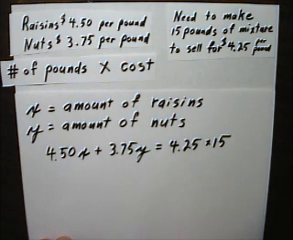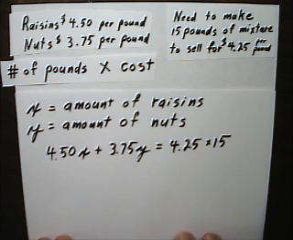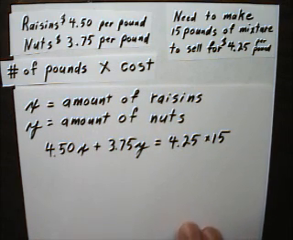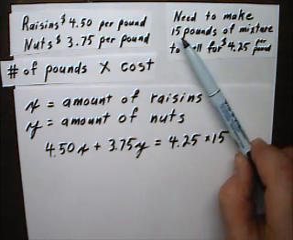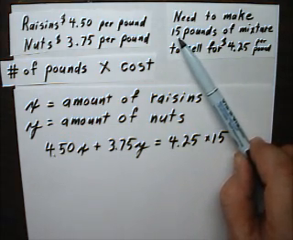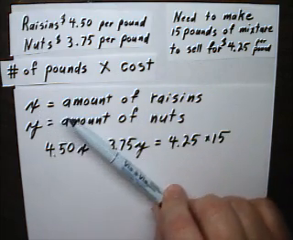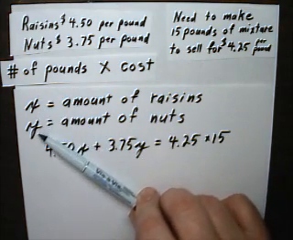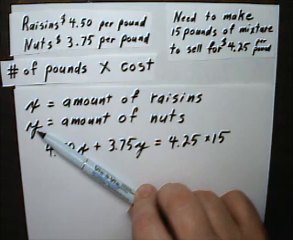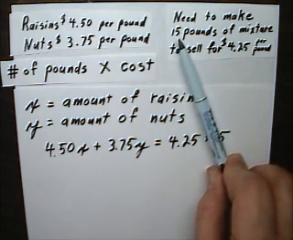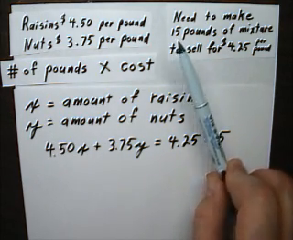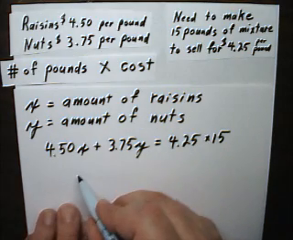Okay, we need one more equation, and that means there's one more relationship here that we have to see and write down the equation for. And that has to do also with this 15 pounds of the mixture, because the amount of raisins, if I add that to the amount of nuts, that equals 15 pounds.